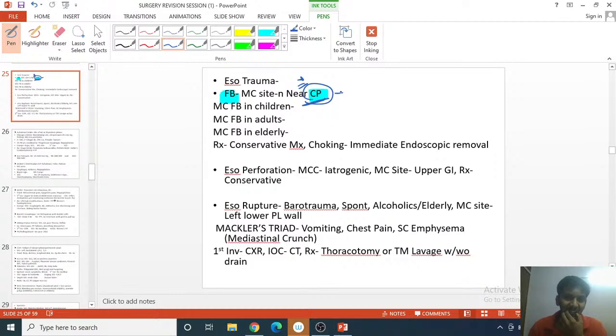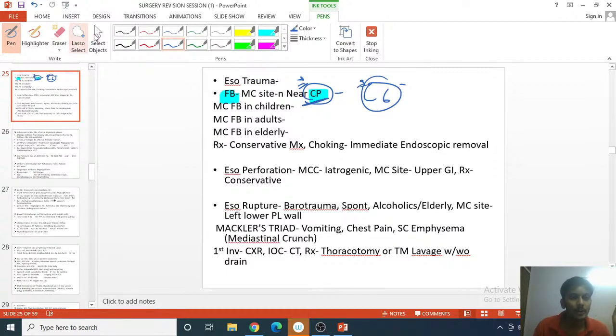Anybody? Cricopharynx was at which level? It was at C6 level. Please remember, it was at C6 level, okay, or 15 centimeters from the upper central incisors. So that is the most common site of foreign body impaction.